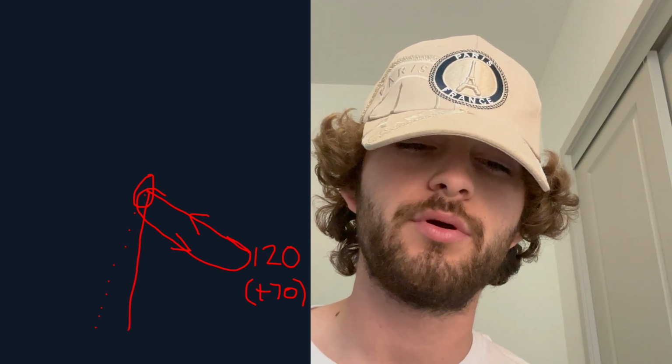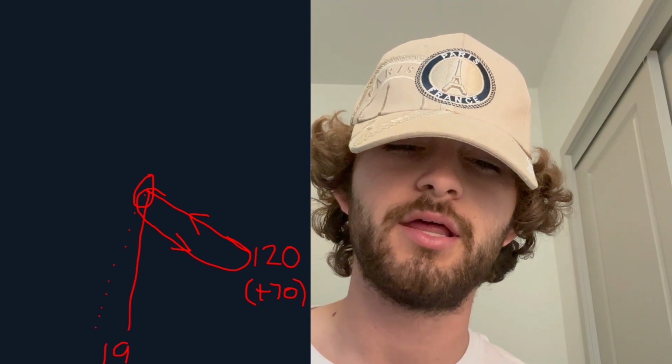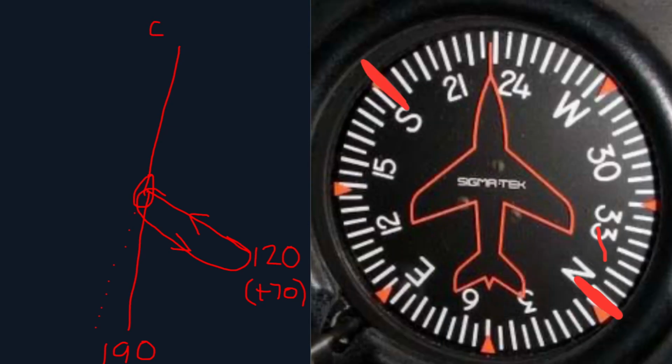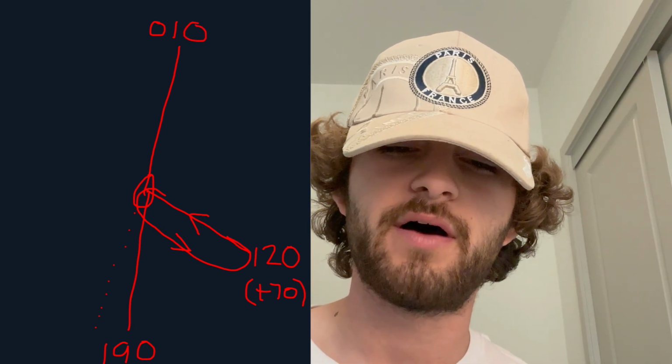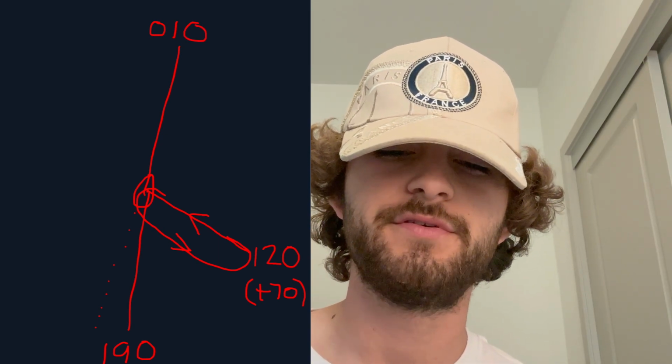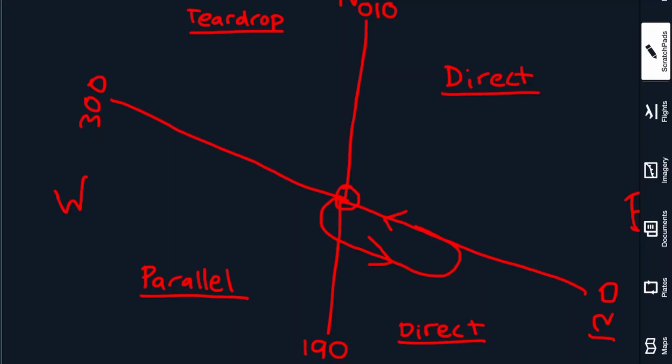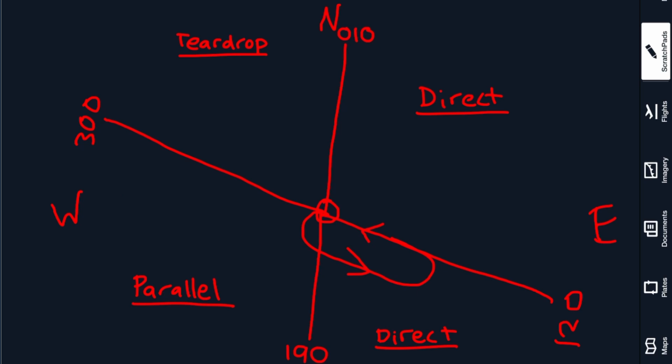We'll draw a line going through both ends of the VOR and label them, first 190 degrees. Then I'll check on the heading indicator and check the reciprocal, which looks like 10 degrees, so we'll label that here. Now we've divided up all the sectors, and we just have to label each entry. The smallest sector is always the teardrop, the next largest is parallel, and the biggest sector is always direct.